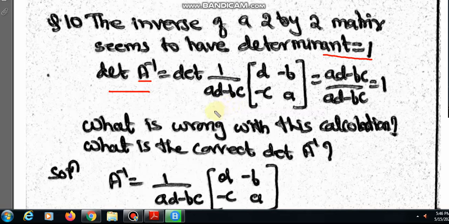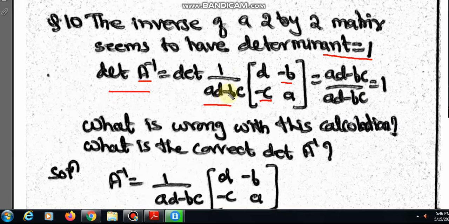If it is a 2 cross 2 matrix, you can write it easily as 1 divided by AD minus BC, just changing the diagonal elements A and D, and the signs of the other diagonal elements change here. Right. So according to this, can I write the determinant of this matrix as AD minus of minus B minus C, it becomes AD minus BC and AD minus BC. Is this right or wrong? That is being asked here.